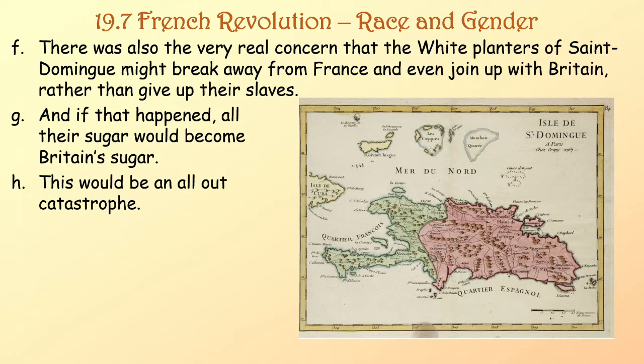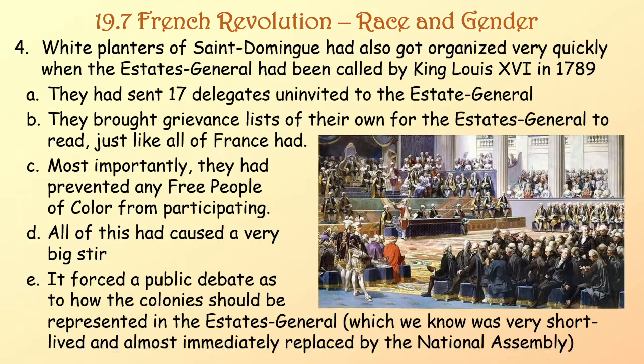There was also the very real concern that the white planters of Saint-Domingue might break away from France and even join up with Britain rather than give up their slaves. And if that happened, all their sugar would become Britain's sugar, and that would be an all-out catastrophe.